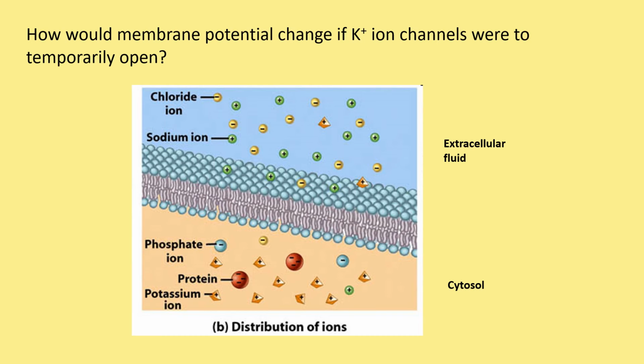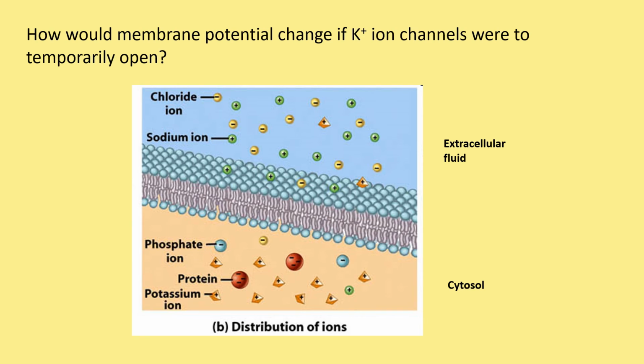So now let's play that game again where you imagine that there are potassium ion channels present in this membrane. Put them in there and now open them. Potassium ion channels are there and they're open. In which direction will potassium flow? Will more potassium enter the cell or leave the cell? Think about the electrochemical gradient. More potassium will leave the cell.